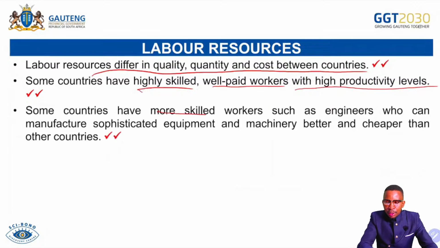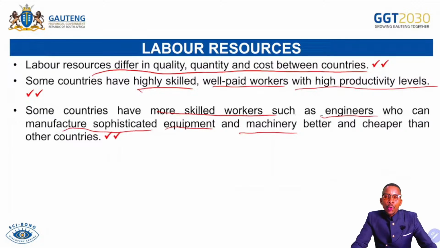Some countries have more skilled workers, such as engineers, who can manufacture sophisticated equipment and machinery better and cheaper than other countries. So it gives them an advantage, because they get the cost advantage, time advantage, quality advantage and quantity advantage, because those people are well trained and well skilled to get the job done in a shorter period of time, at a lower cost, and at good quality and good quantity, which gives them what we call economies of scale, because those goods are produced in large quantities in a shorter period of time, at a lower cost, at high quality and at high quantity.